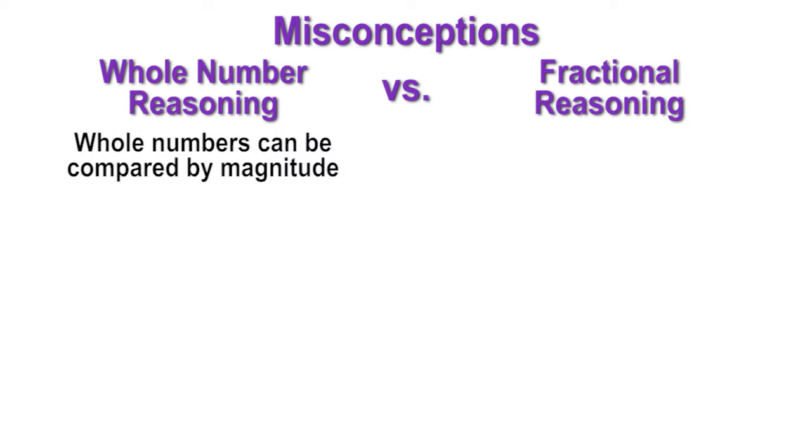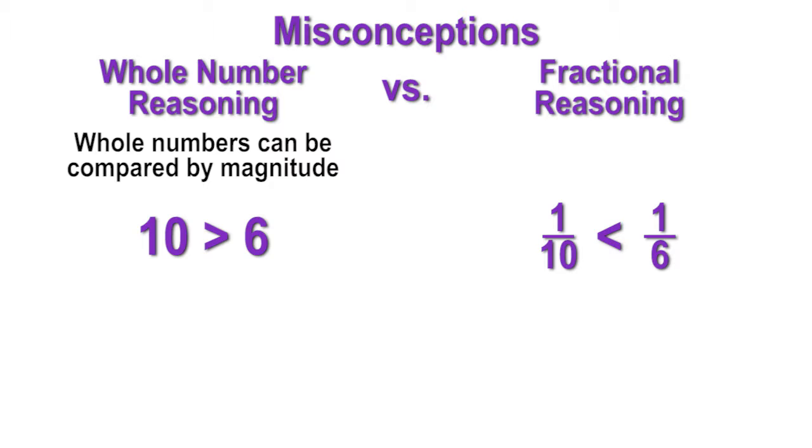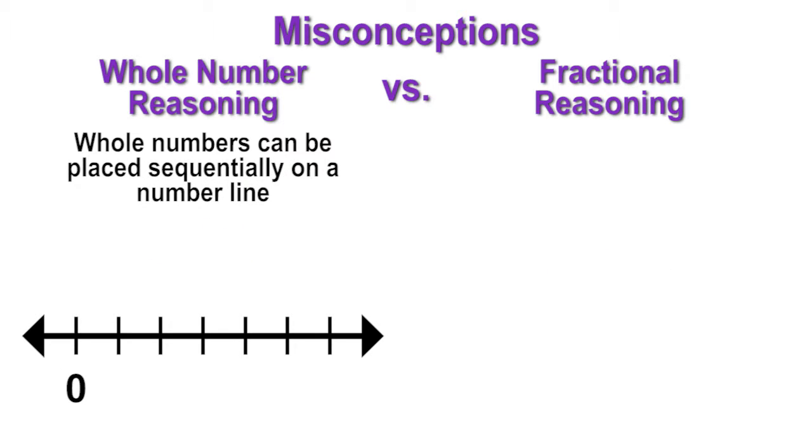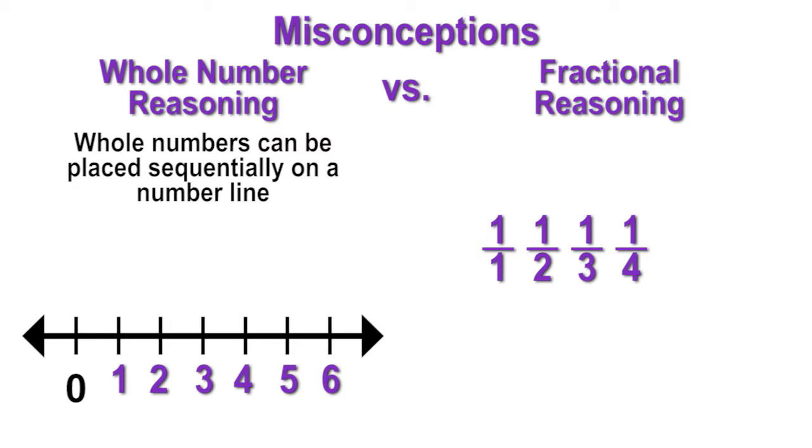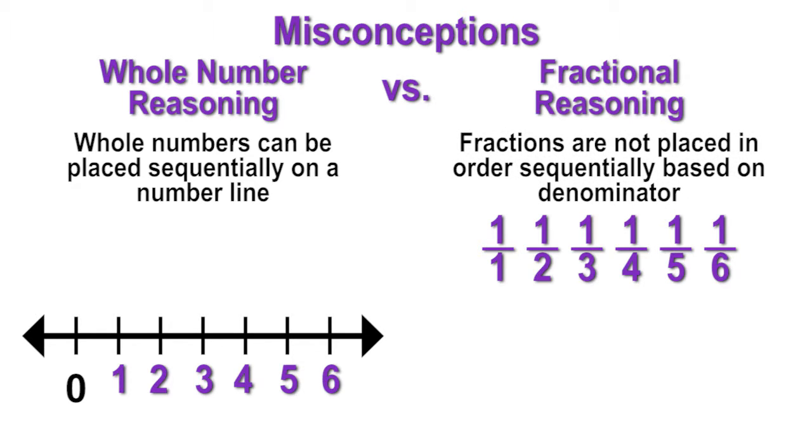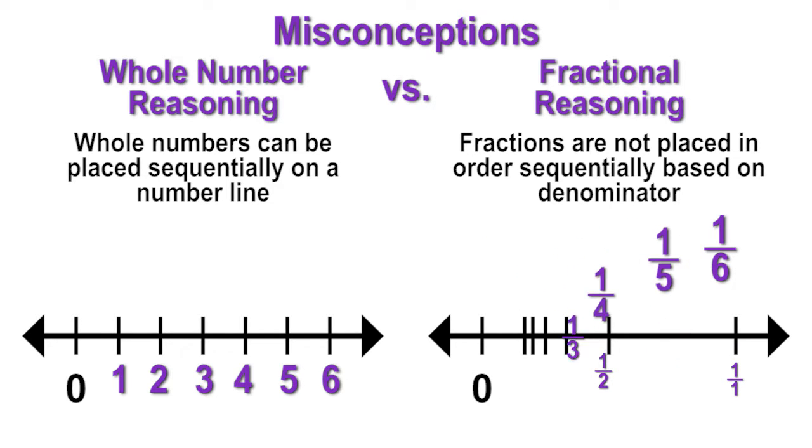Next, whole numbers can be compared by their magnitude. For example, 10 is greater than 6. However, in fractional reasoning, 1/10 is smaller than 1/6. Whole numbers can be placed on a number line in sequential order as 1, 2, 3, 4, and so on. When placing fractions on a number line, such as 1 whole, 1/2, 1/3, 1/4, and so on, they are not placed in sequential order from least to greatest according to the denominator. In fact, they are positioned on a number line in reverse order.